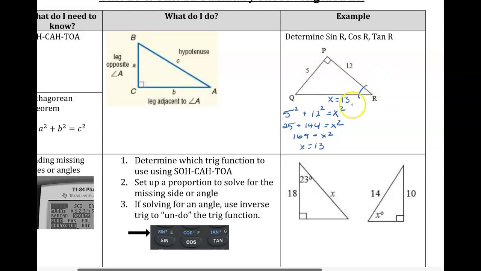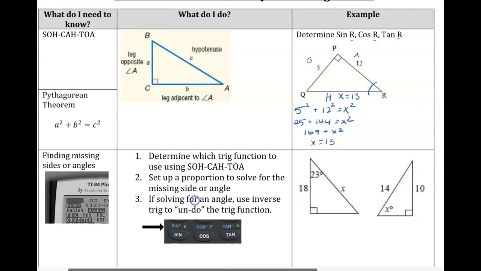Now, relative to this angle of perspective, angle R, this would be my opposite side. Right across from that right angle again is the hypotenuse, which means this is the adjacent side. So when we look at sine, and we know that sine is opposite over hypotenuse, we have sine of angle R, opposite, which is 5, over the hypotenuse, which is 13.